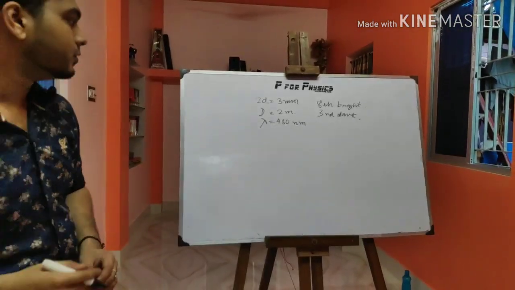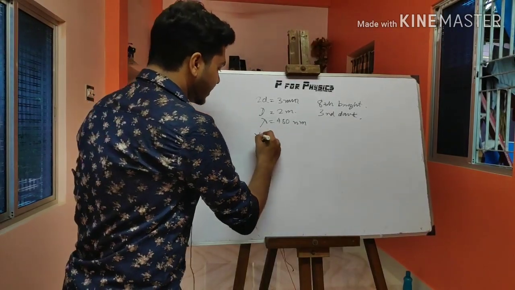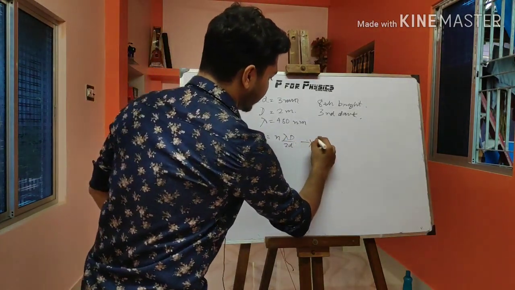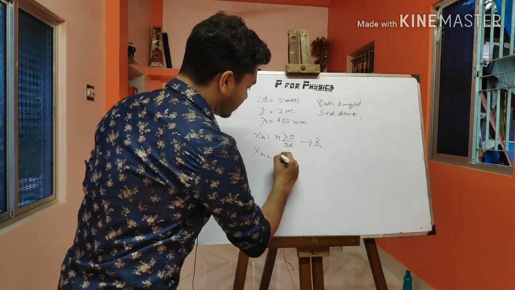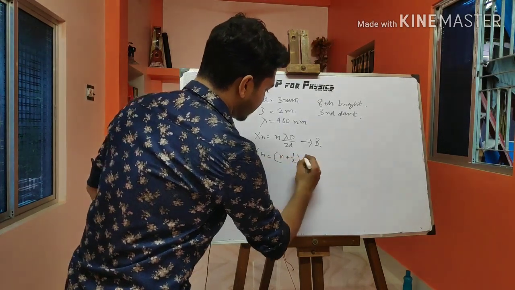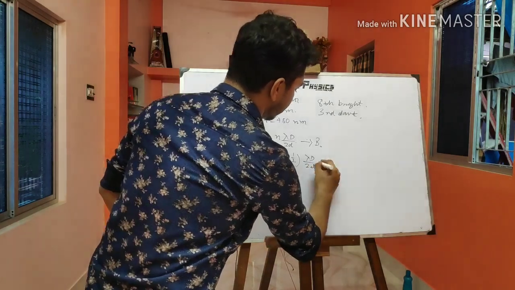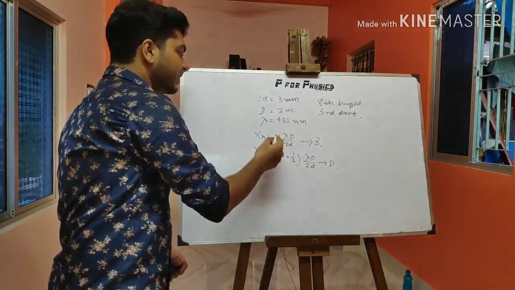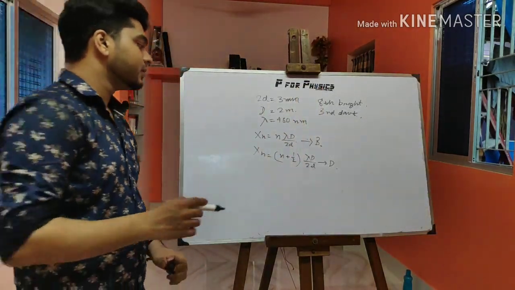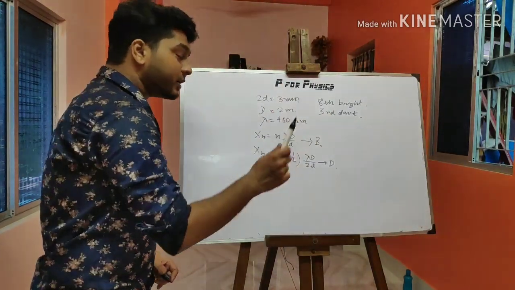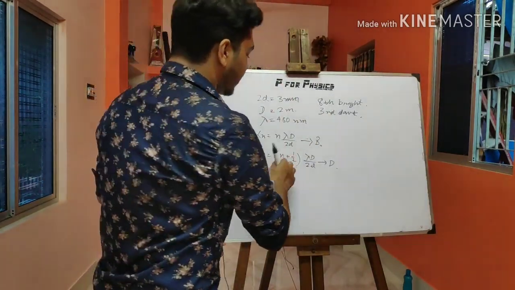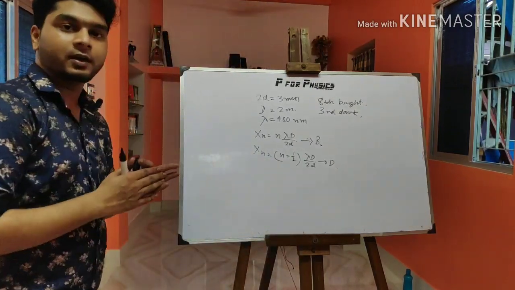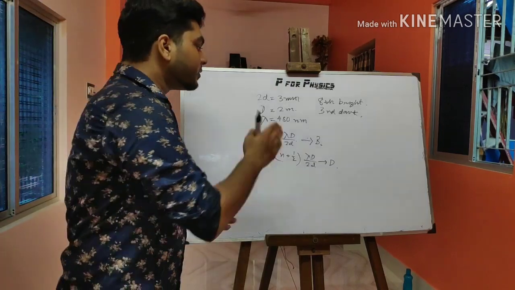So there is one way to do it. You have to put the formula for bright, xn equals n lambda D by 2d, and for dark, xn equals n plus 1 by 2 lambda D by 2d. For the 8th bright, you can put n equals 8, and for the 3rd dark, you have to write n equals 2. That's the trick, and you find both, then you simply subtract. So that's one way to do it, and I don't like to do it in that way. I'll do it in some other way.